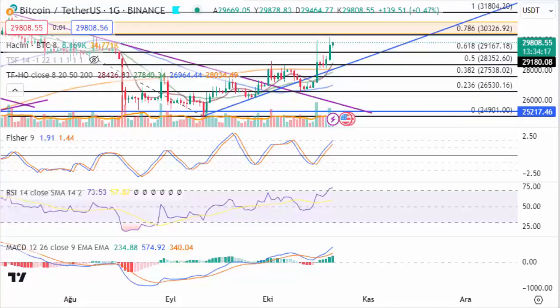Yes, now we continue with the video on Bitcoin technical analysis. If we look at the purple line on our chart, we can say that this purple line represents a descending trend, and it broke to the upside with significant volume.